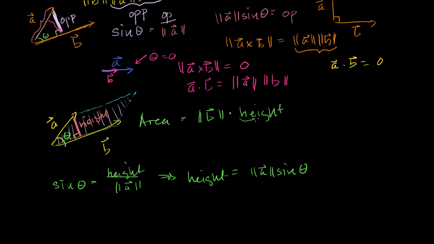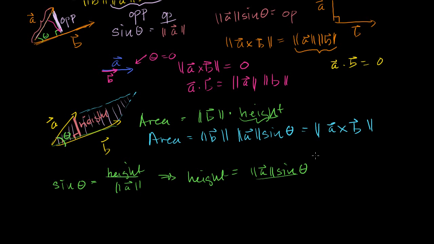So I can rewrite this here. I can replace it with that. And I get the area of this parallelogram is equal to the length of vector B times the length of vector A sine theta. Well, this is just the length of the cross product of the two vectors, A cross B. This is the same thing. I mean, you can rearrange the A and the B. So we now have another way of thinking about what the cross product is.